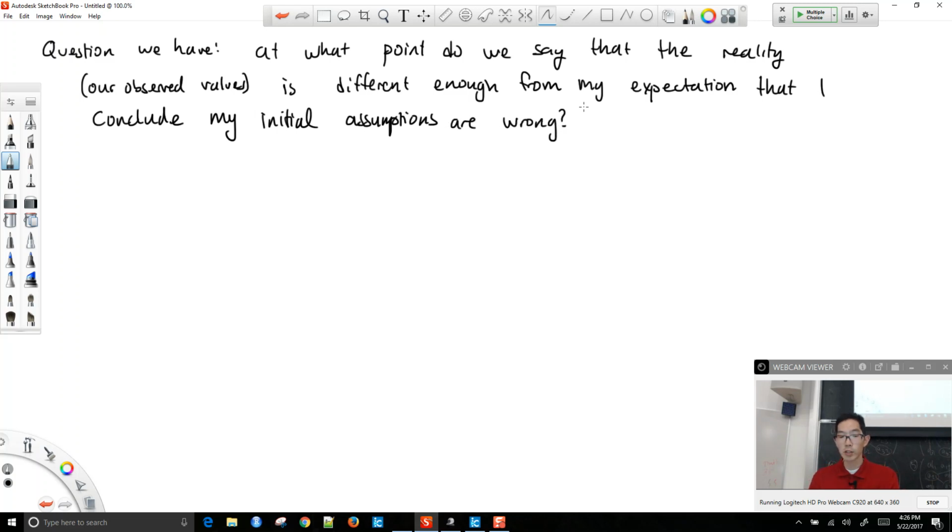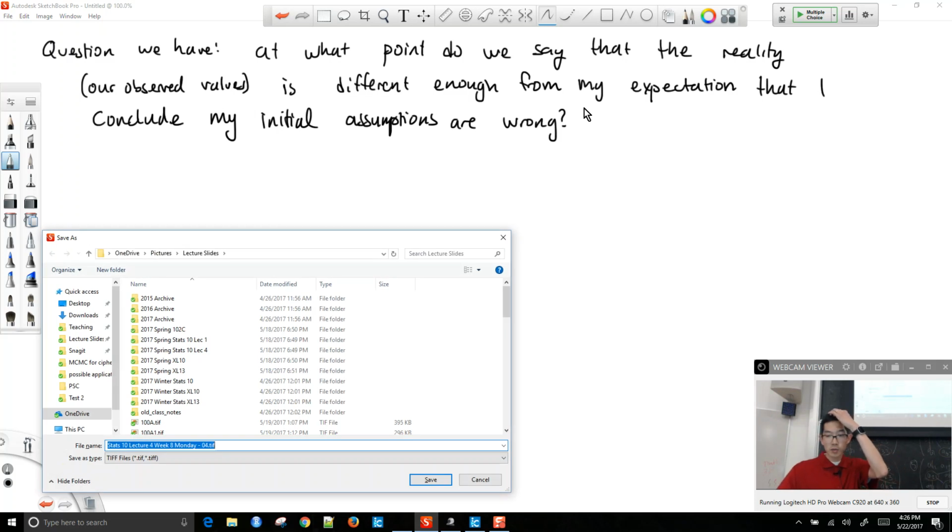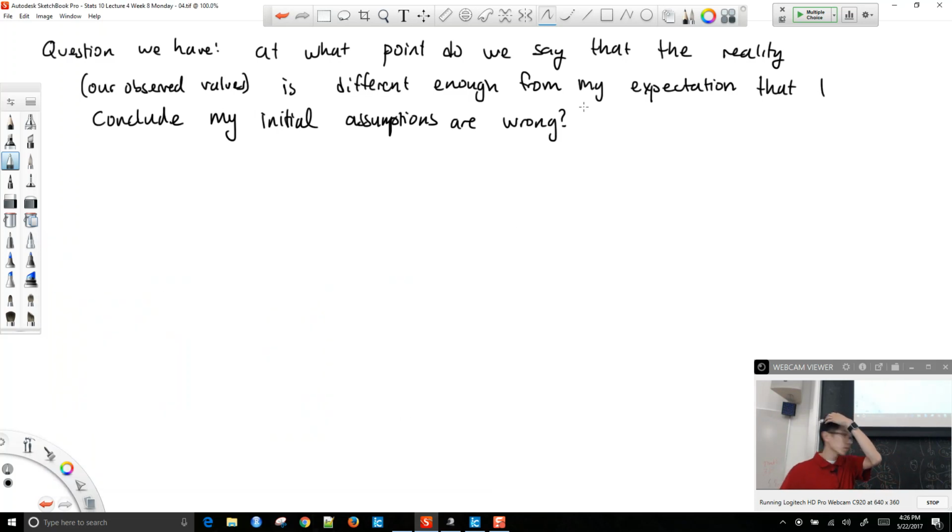Because again, the idea here is our initial assumption is that the null hypothesis is true, and if the reality of our data is very different from the picture created by my assumptions, then I have reason to believe that my assumptions were wrong. And so the question is, at what point do I say that the reality or the data is different enough from my expectation?